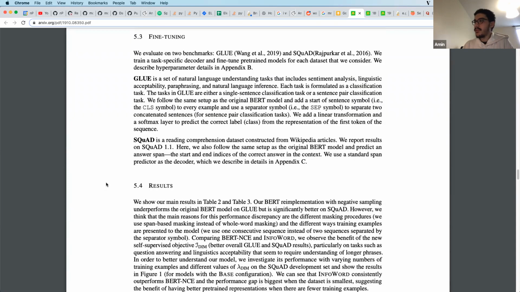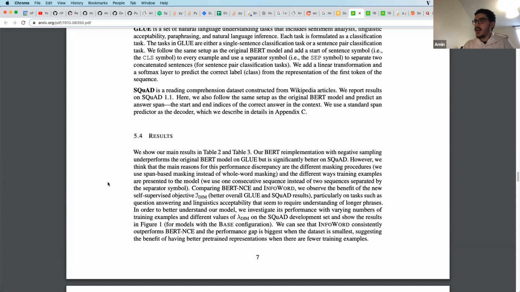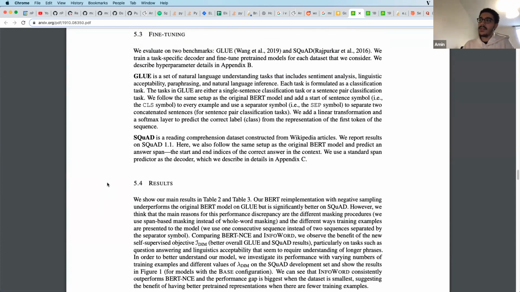Let's talk about results. As with testing how good the representations are in many other approaches, you would test it on the set of natural language tasks, GLUE, and they also test the representations on the Stanford question answering task. So reading comprehension from Wikipedia articles.